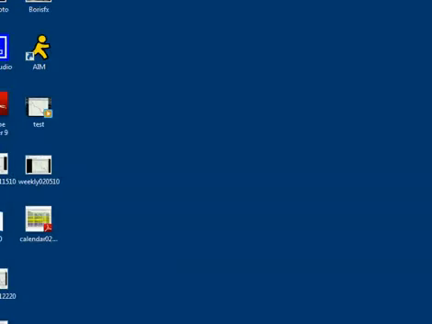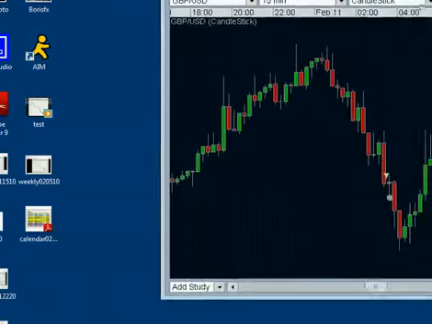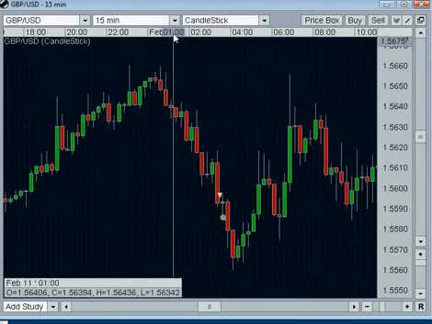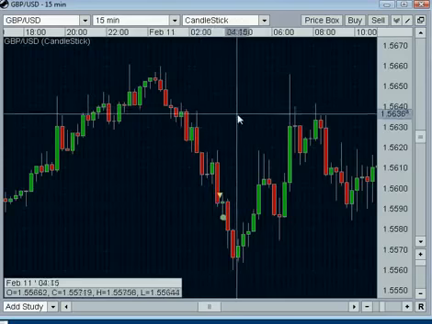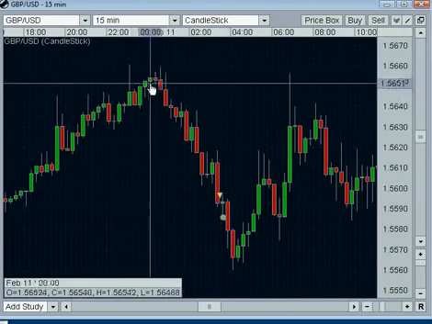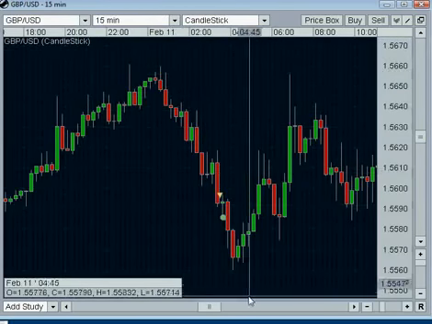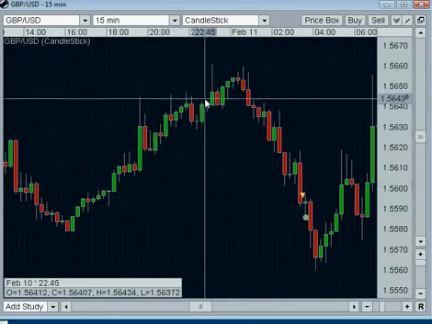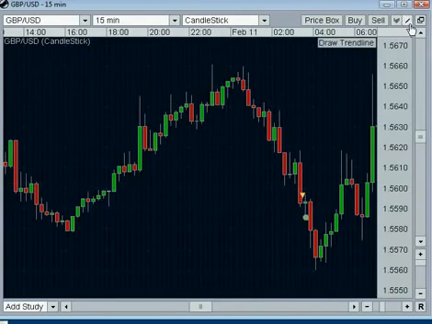So let me show you a couple of things that we did here. So here's the first move. This is pound dollar, Wednesday into Thursday, and as you can see, let's just back up here. Asia session highs, lows, right? I'm going to demarcate this for you.